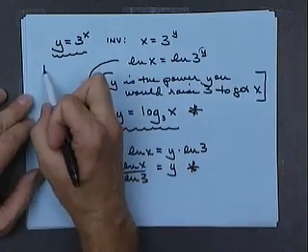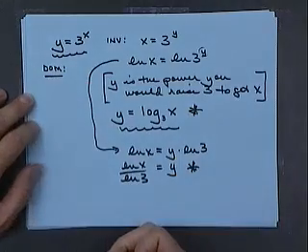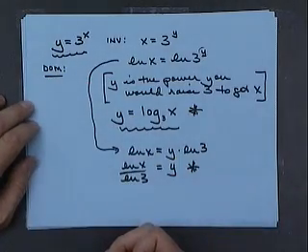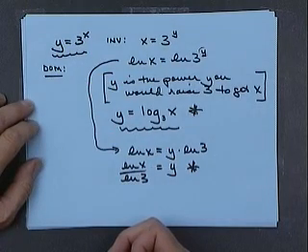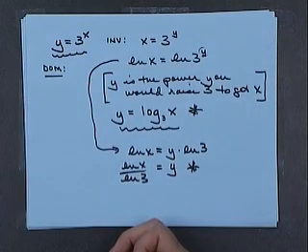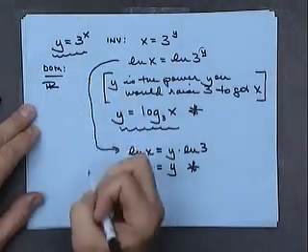What's the domain here? y equals 3 to the x. What can x be legally? Anything? Can you raise 3 to any power? 3 to the 0? 3 to the negative 5? 3 to the 7th? Okay. So the domain is all reals.